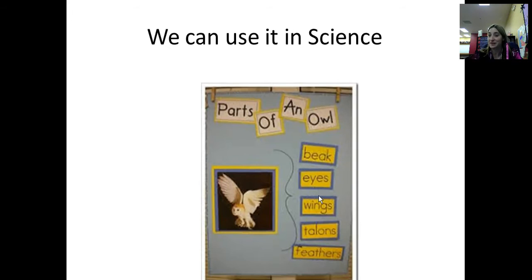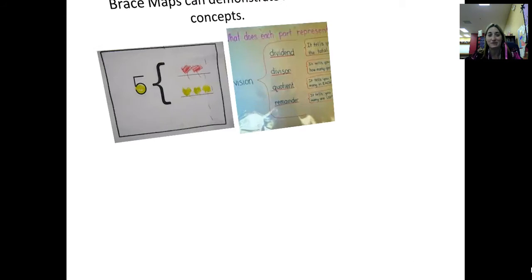We can use brace maps in science. Here you see an example of a brace map about an owl. It's labeled clearly parts of an owl. You can see a picture of the whole owl, and here we have words to describe its parts: beak, eyes, wings, talons, and feathers. Those are all the parts of an owl. So this is one way we can use a brace map in science. Let's take a look at some more.